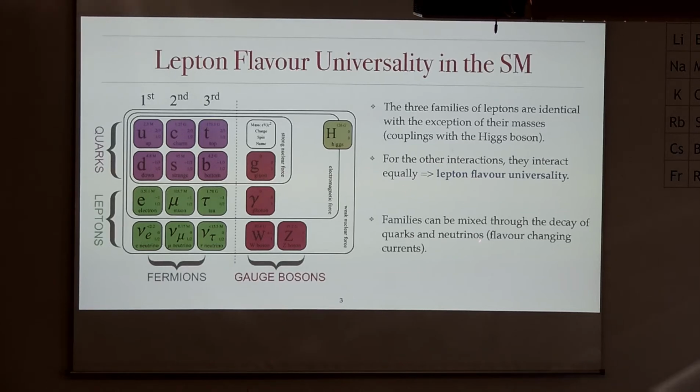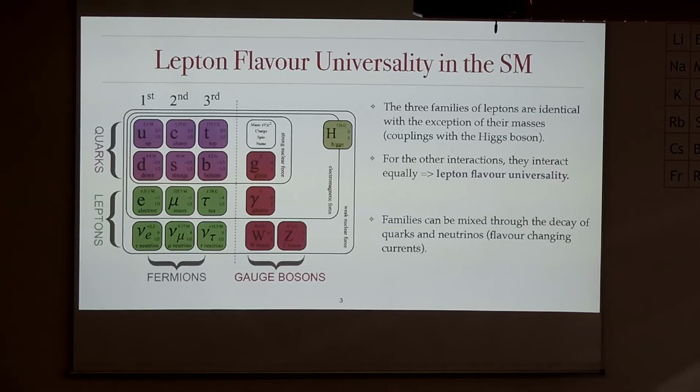Also, we know that the families can be mixed through the decays of quarks and through the mixing of neutrinos, so through the mixing of the quarks and the mixing of neutrinos. And these are flavor-changing currents, we call it. And we saw these are encoded in the CKM matrix and in the PMNS matrix for neutrinos.